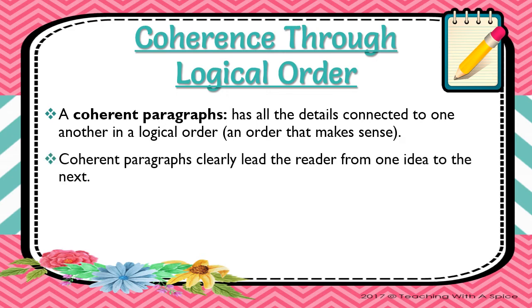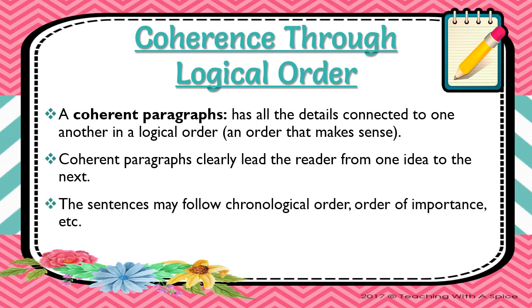Coherent paragraphs clearly lead the reader from one idea to the next. So you understand why you go from one sentence to the next. It might be a process that you're following. It could be that you're following chronological order. So that means the events that happen first, second, whatever. It could be order of importance in your paragraph. It could be order of least importance. It could be any steps that you need to follow. Some sort of logical order.